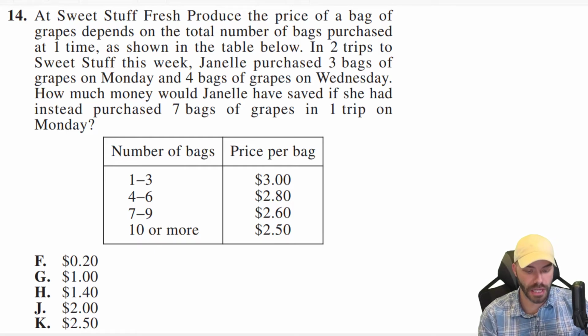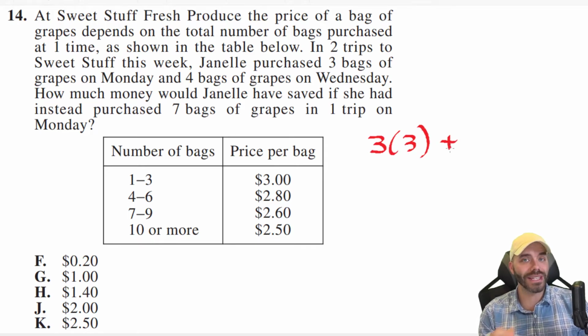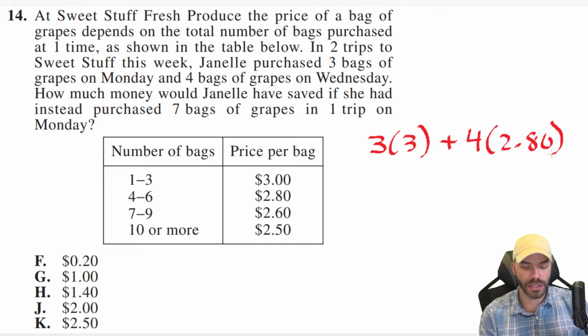She went on Monday. She bought 3 bags on Monday. When she buys 3 bags, they're $3 each. And then on Wednesday, she bought 4 bags. When you buy 4 bags, they're $2.80 each. So this is what she spent, $20.20.